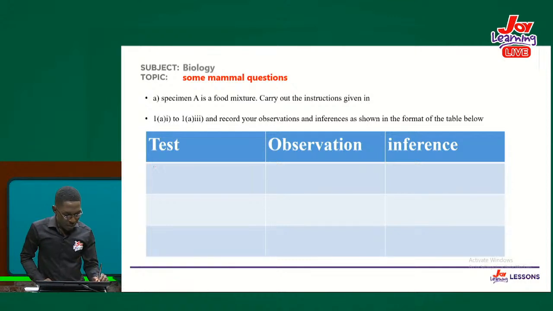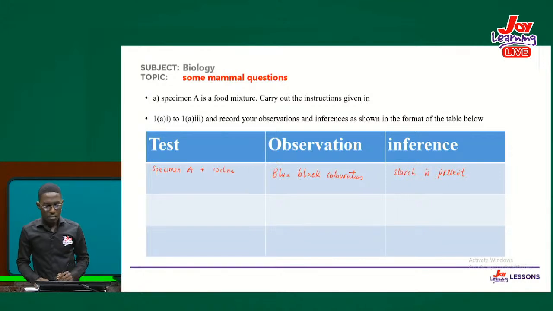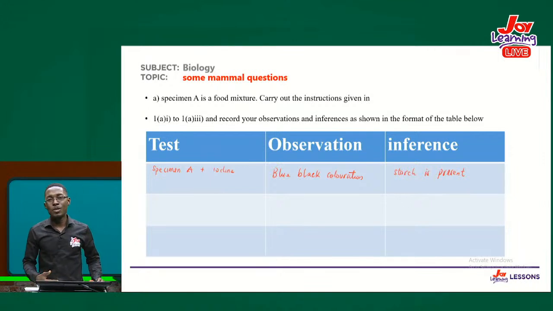So let's say specimen A, assuming it's starch plus iodine. What do you observe? Blue-black. Inference, probably starch is present. Simple. Tell us what you did, what you observed, and the inference. And they give you a lot to do. So it's not always you are going to write. They like giving tables to us too. So this is for mammals.